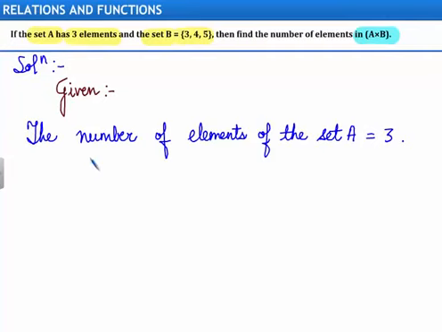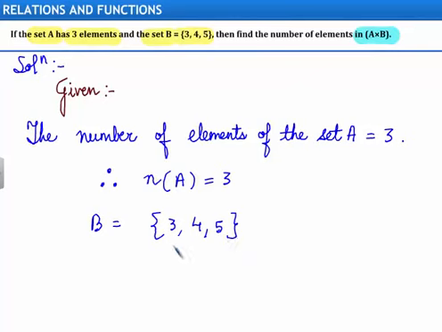It is given that the number of elements of the set A is equal to 3. Therefore, n(A) = 3. It is also given B = {3, 4, 5}. That means B also has 3 elements. Therefore, n(B) is also equal to 3.